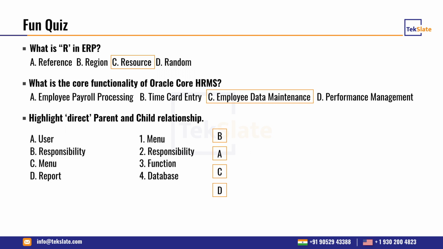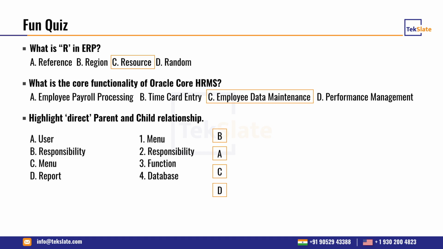The third question that we have is to link the parent with the child. So we saw in the previous slide that the user is linked with responsibility. Responsibility is linked with menu. Menu is linked with function, and the report fetches the data directly from the database. So this is the answer.